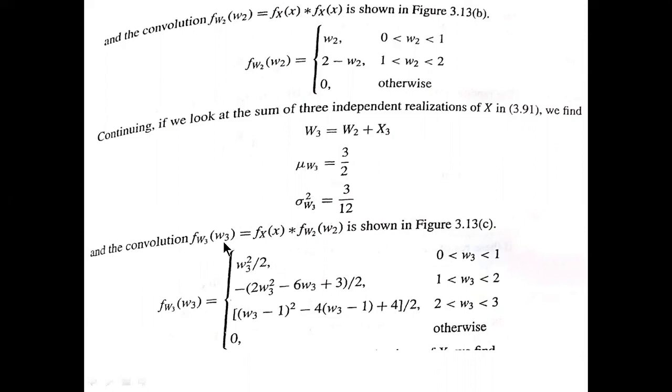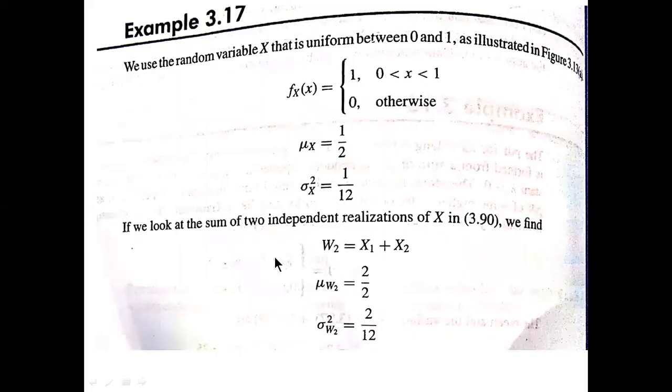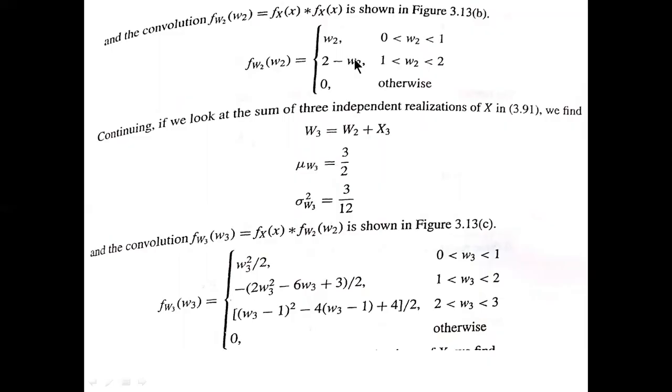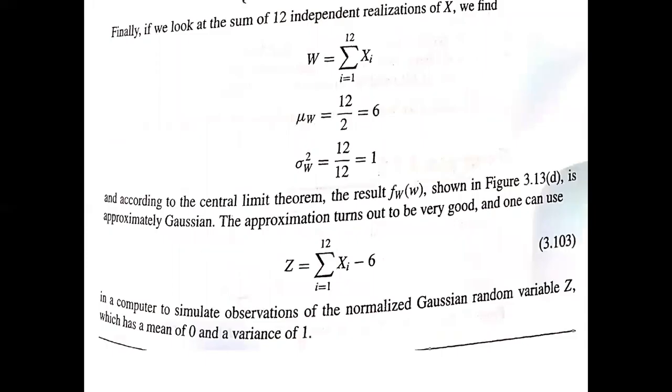Again, to get w3, we will need to convolve f(x) with f(w2). And we will get a function which is something like this. So again, please try to do this. That is the exercise for you. Having got this value of f(w2), and we already have f(x) in the earlier slide, from here you take f(x) and you need to convolve with this. If you convolve with this, you will get this function. Please try that as an exercise.